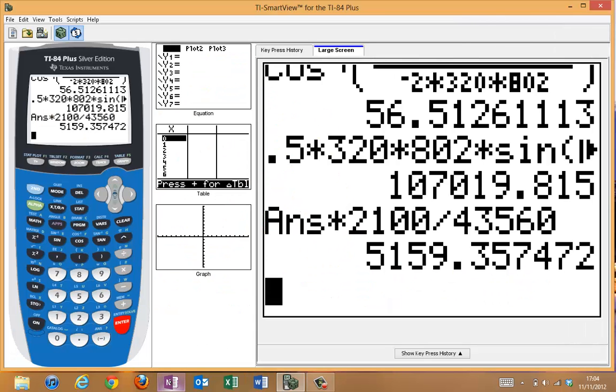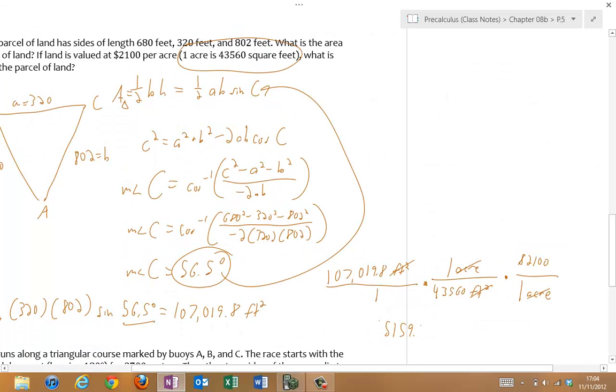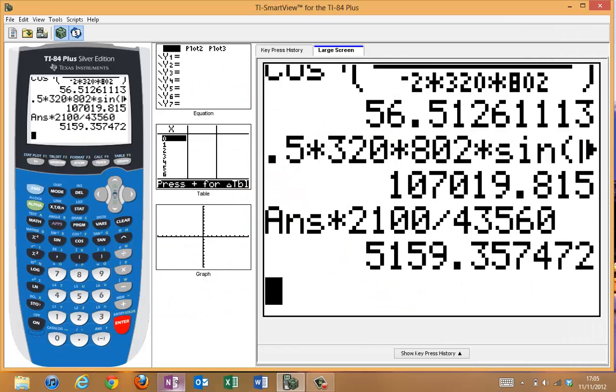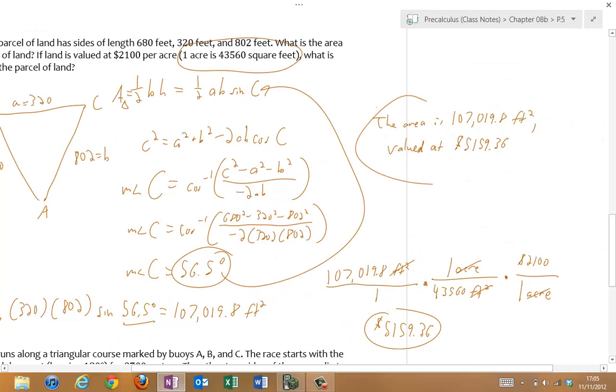Actually, since it's dollars, we'll probably say 0.36. There. That is a dollar amount. Okay, we're going to move up here for a complete sentence answer. The area is 107,019.8 feet squared, valued at $5,159.36. All right. Okay, there's our final answer.